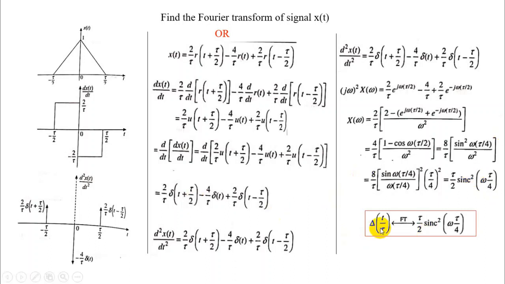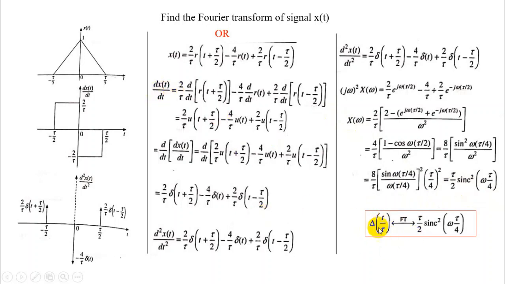What is our final destination? Our final destination is to determine the Fourier transform. We are given the signal x(t), and we need to determine X(omega). In this case, our final result is X(omega) equals tau divided by 2 times sinc squared of omega tau divided by 4.